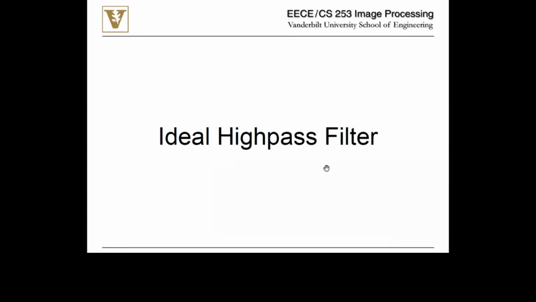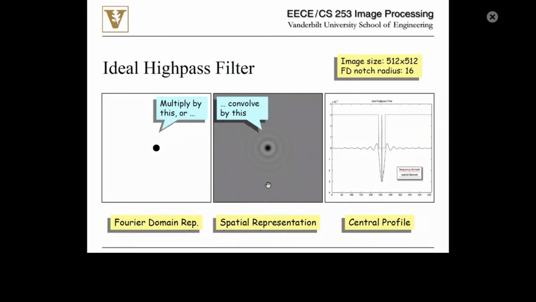So next thing to see is the high-pass filter. So the ideal high-pass filter has a frequency response that is just the opposite of the ideal low-pass filter. So it is 0 at low frequencies and 1 everywhere else. And this is the appearance of the real space kernel. And this is a one profile. So you see that the central pixel has a lot of weight, but then all the neighboring pixels also have a lot of weight.